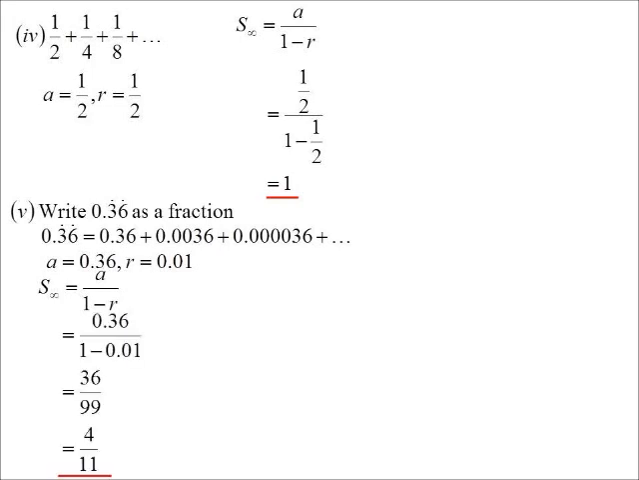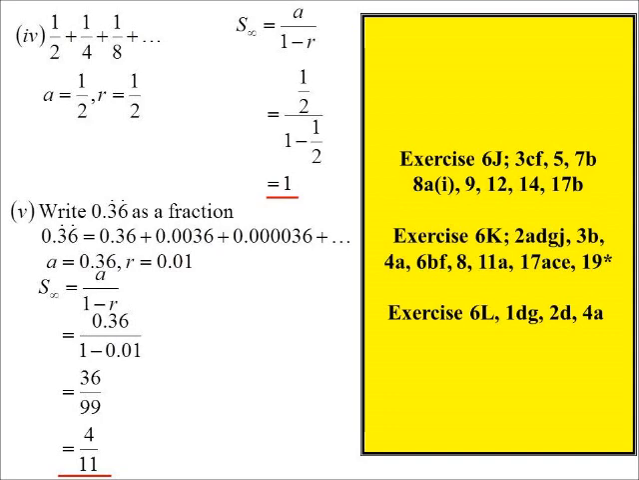0.36 on 1 minus 0.01, which, surprise, surprise, is 36 on 99. Who was expecting that? Yeah, thank you for that hand up there. I think that's what they call a rhetorical question. Anyway, 36 on 99, which simplifies down to be 4 on 11. So just make sure, how is the question worded? As I say, if they simply say write as a fraction, don't waste time. 36 on 99. Okay, J, K and L.